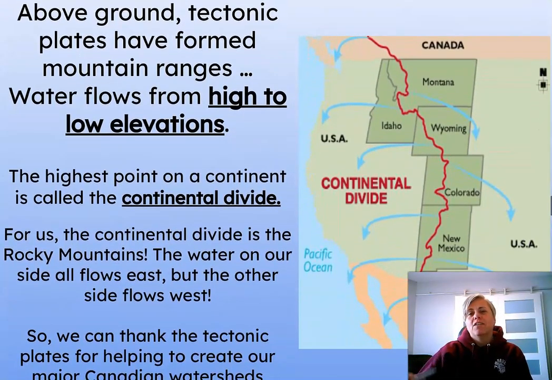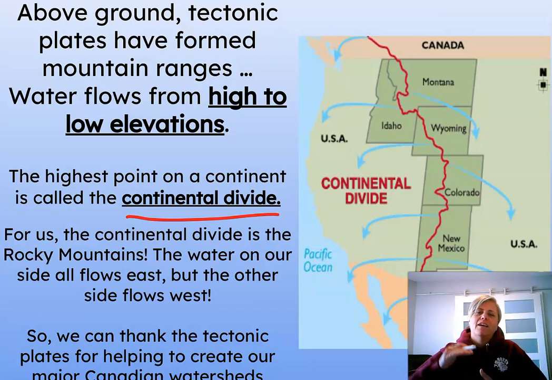So not to forget that tectonic plates are very active in creating the formations above ground too. I think you looked at mountains more in grade 7. Water flows from high to low elevations. So we can thank the plate tectonics for their hand also in helping us form our land masses and our different watersheds in Canada, because wherever the highest area is, it's going to dictate which way water flows. And we talked last week about continental divides, ours being the Rocky Mountains, that highest area of land that causes water to flow away from it.